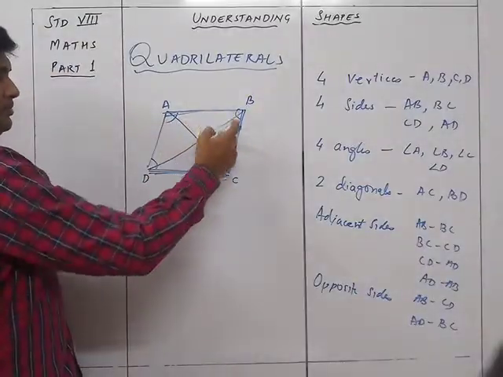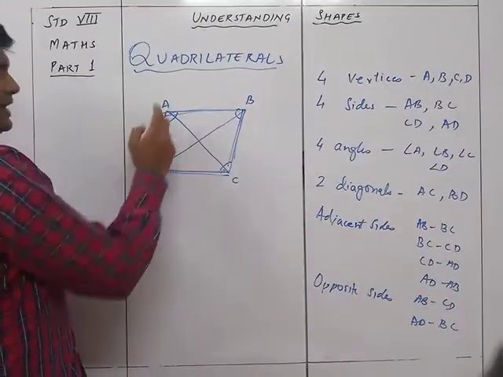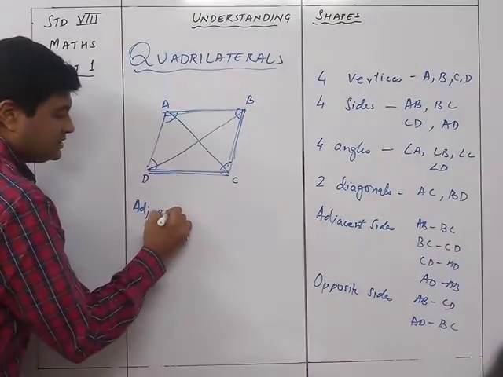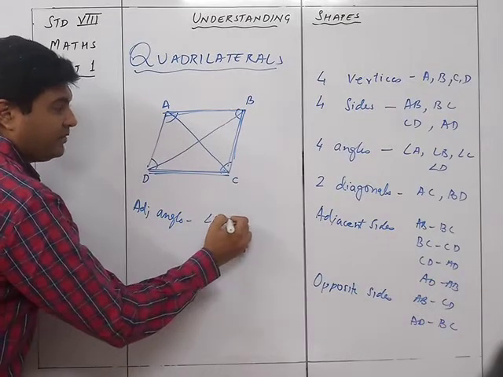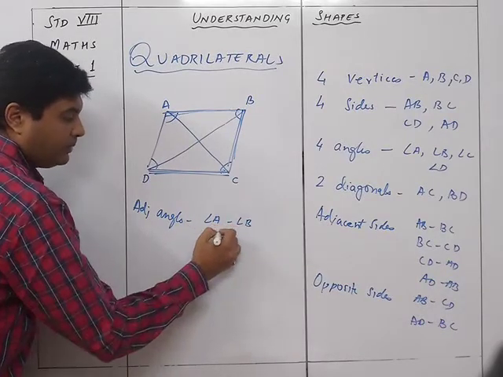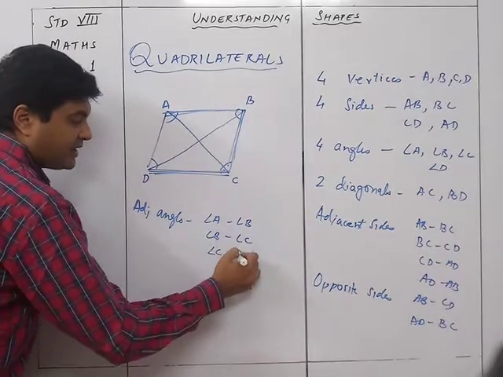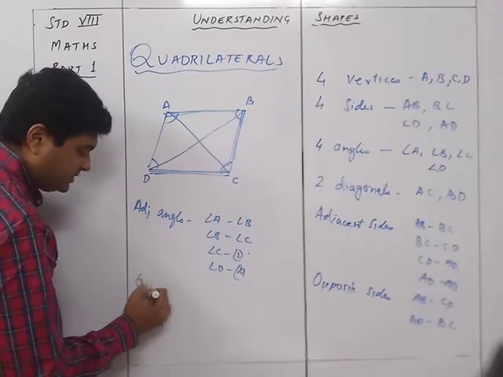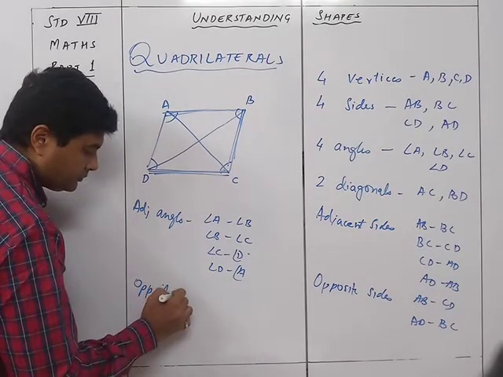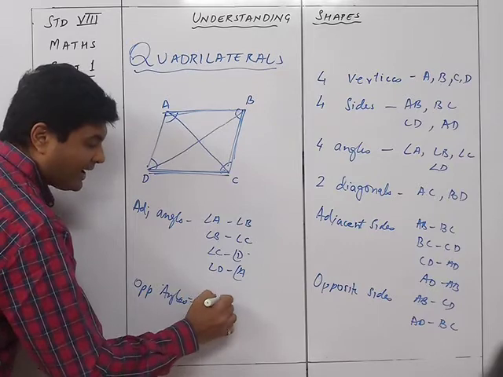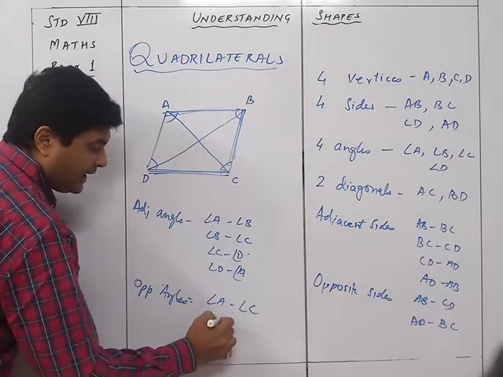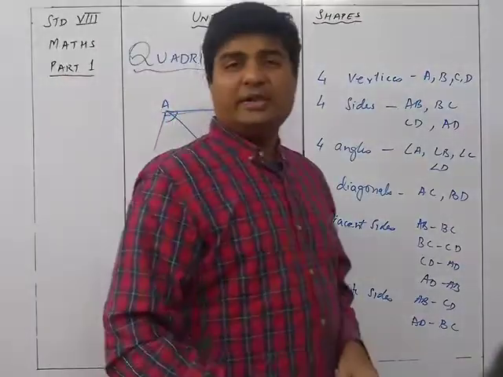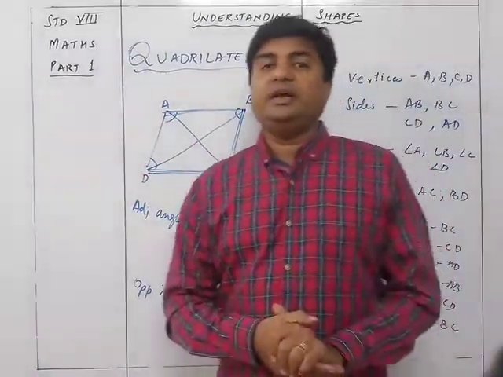Adjacent angles: angle A with angle B, angle B with angle C, angle C with angle D, and angle D with angle A. And the opposite angles will be angle A with angle C and angle B with angle D. So in this way we have the pairs of the different angles.